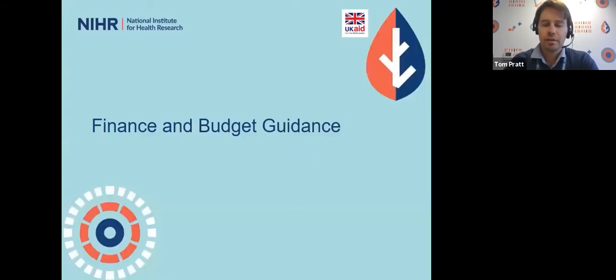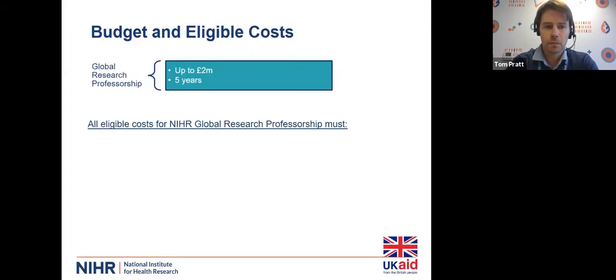Okay, so I'll make a start on the first section, which is just highlighting the main points of the guidance. So the Global Research Professorship is a 5-year personal award, and it's funding up to £2 million. This is quite different to all the other global health programmes that are funded that are more research grants. So this is very much a personal award with a focus on the lead applicant and their leadership and development, but there will be relevant research costs that are funded.